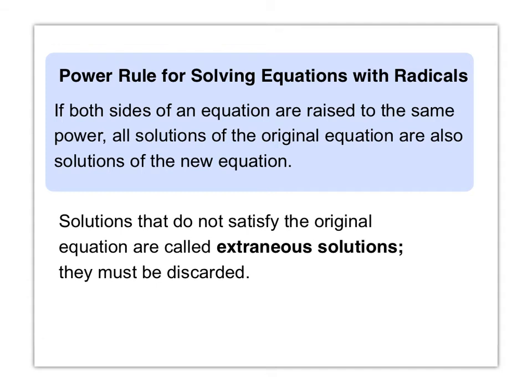The power rule for solving equations with radicals: if both sides of an equation are raised to the same power, all solutions of the original equation are also solutions of the new equation. Solutions that do not satisfy the original equation are called extraneous solutions. They must be discarded.